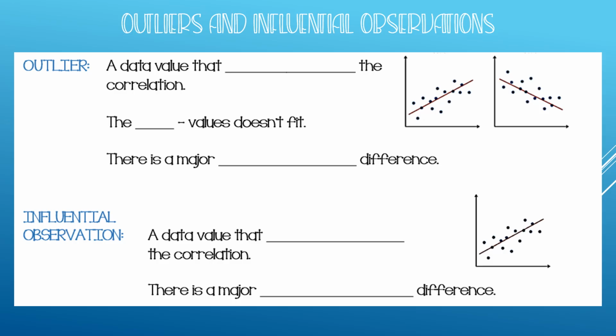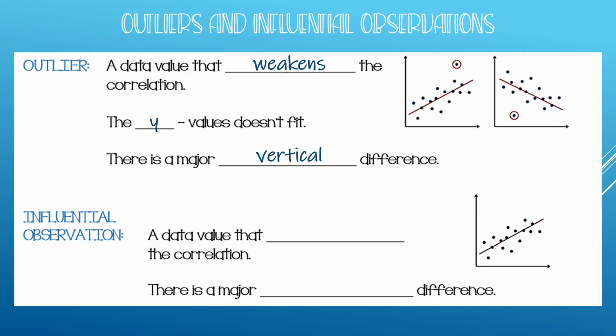So outliers and influential observations. Outlier, a data value that weakens the correlation. The Y value doesn't fit. Notice those 2 points that are circled. Those would be outliers. They have a major vertical difference.